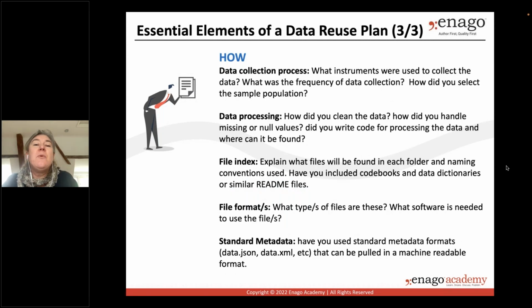And how as well: what instruments are used, how is the data being processed, how is it being indexed, what are the formats, and what standard metadata are you going to be using? And again, as much as anything, being explicit about these things as early as possible gives people opportunities to consider things, to perhaps do a bit of research and improve and tighten, and basically make the whole project that much stronger.